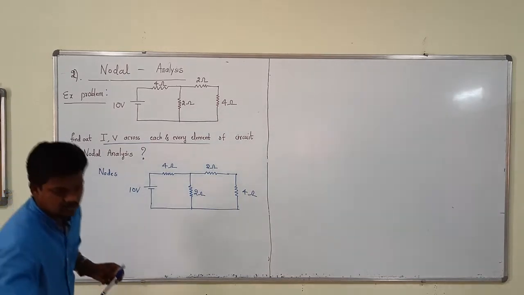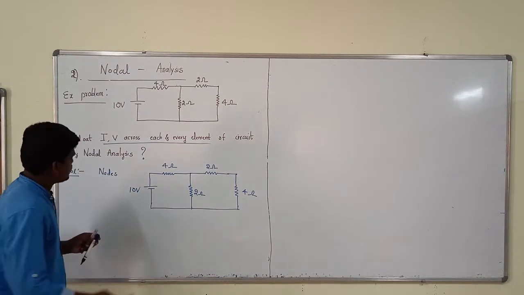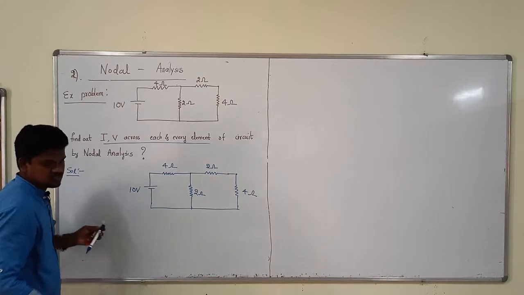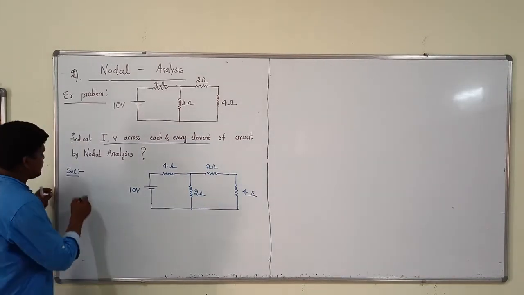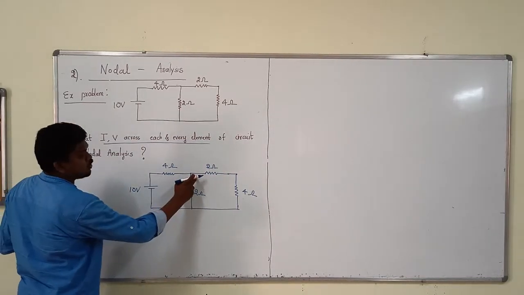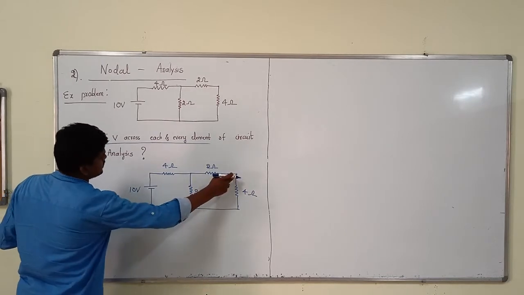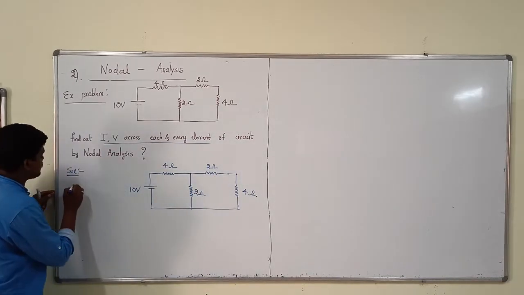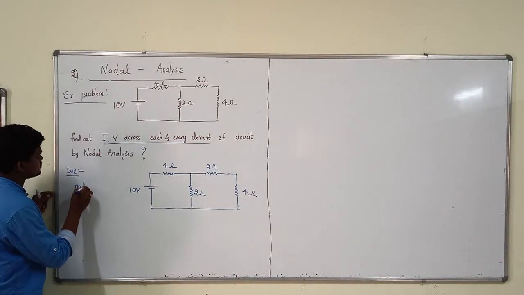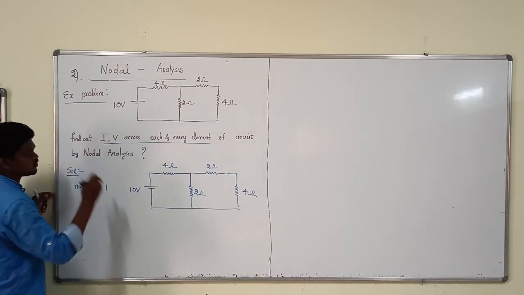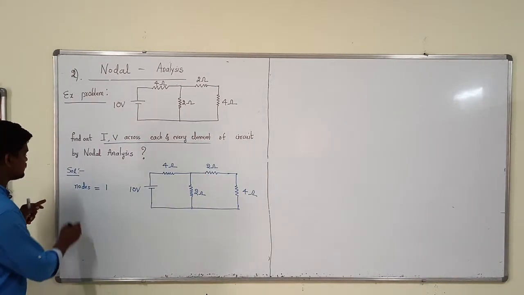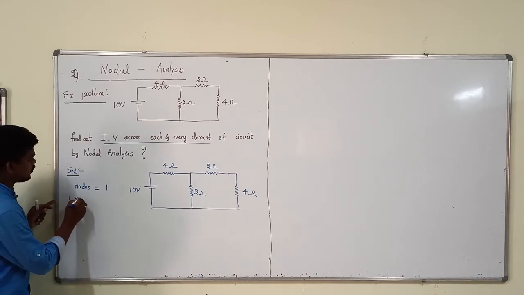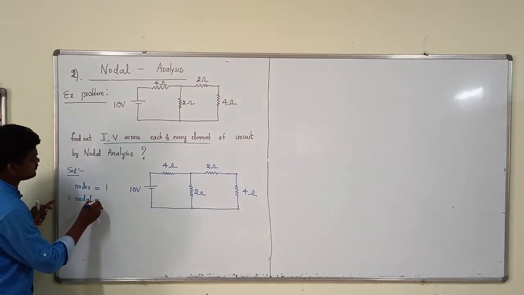First you have to look at how many nodes are available. Here, how many nodes? Only one node. This is not a node, this is not a node, because the same current is flowing. The number of nodes is 1. So automatically we have one nodal equation.